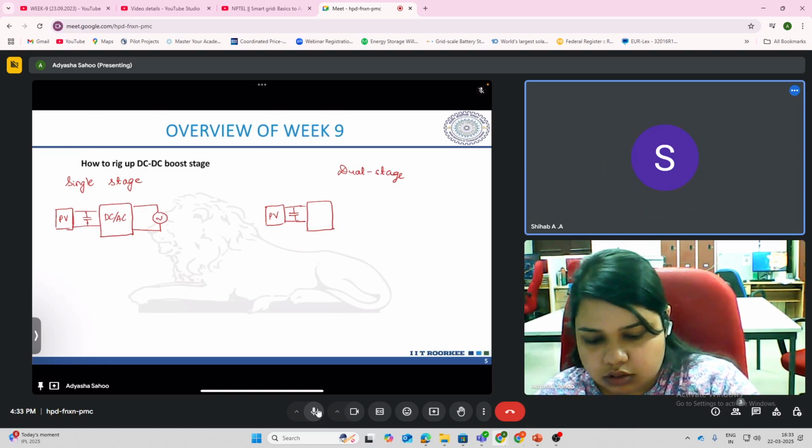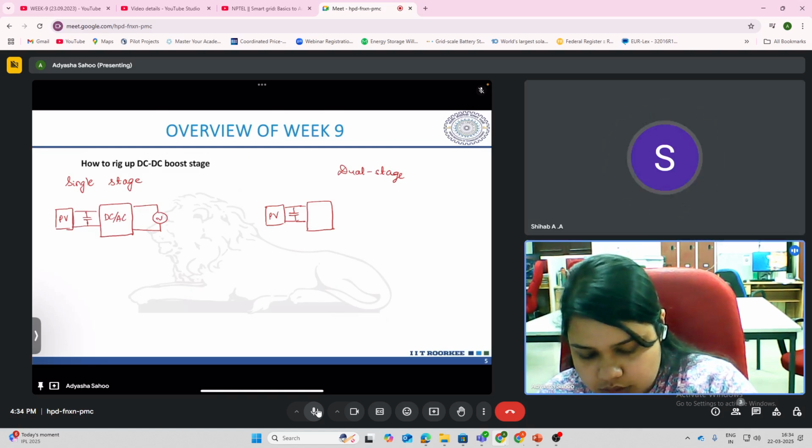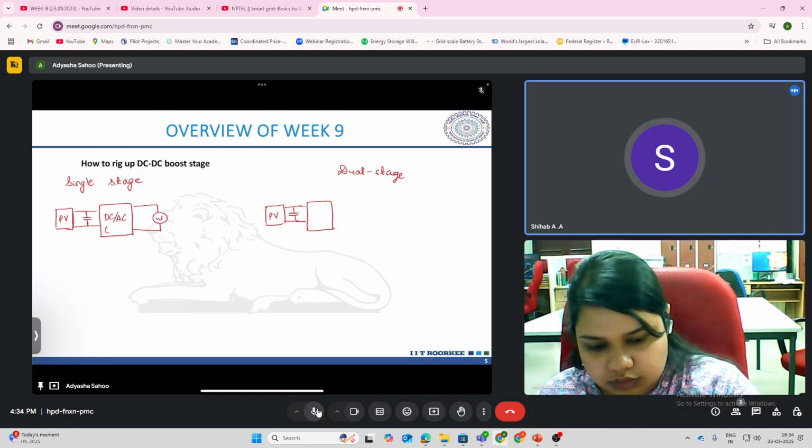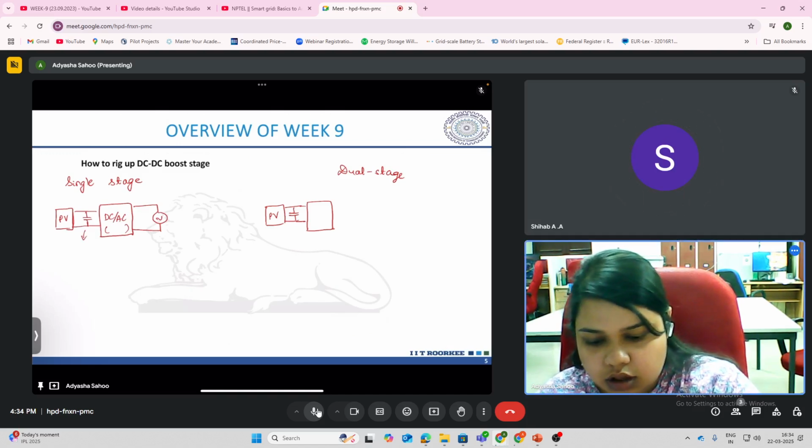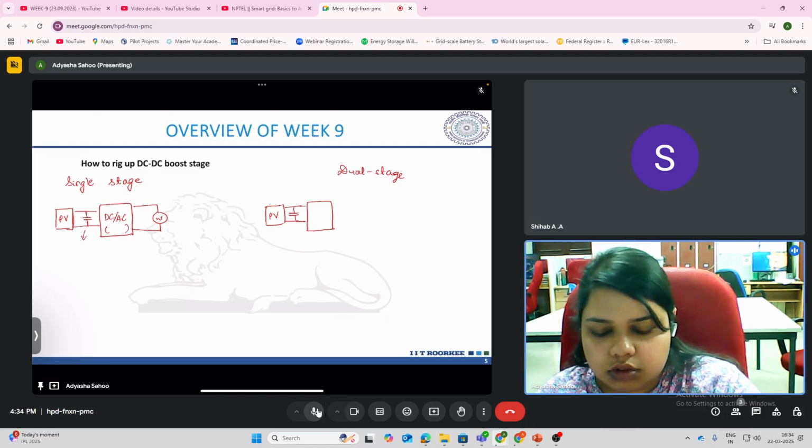No, no. Snubber capacitor is embedded in this inverter. Yes. This is what we call the DC link capacitor. So it is basically used to control the direction of power flow.